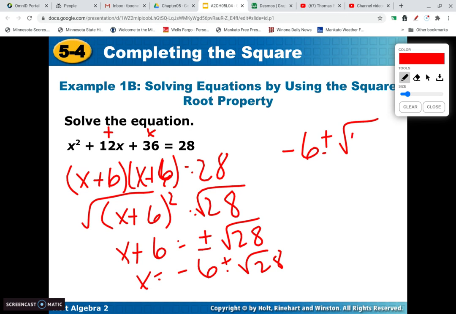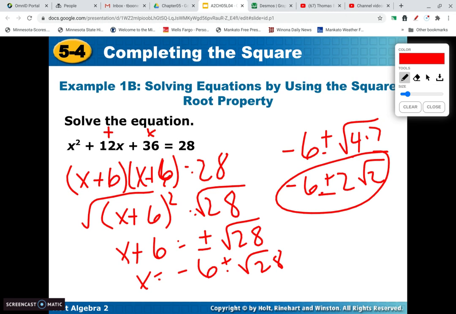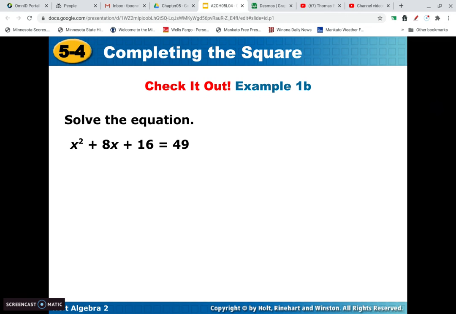Now, 28 is the same thing as 4 times 7. So negative 6, we'd go plus or minus the square root of 4, which is 2. So we'd have 2 root 7. That'd be the most simplified way. In most cases, I'd be okay with you leaving it like this. But again, in multiple choice settings, you've got to be ready to use it in either form. Most of the time, you'll see it simplified, though. All right, let's try another one of those.